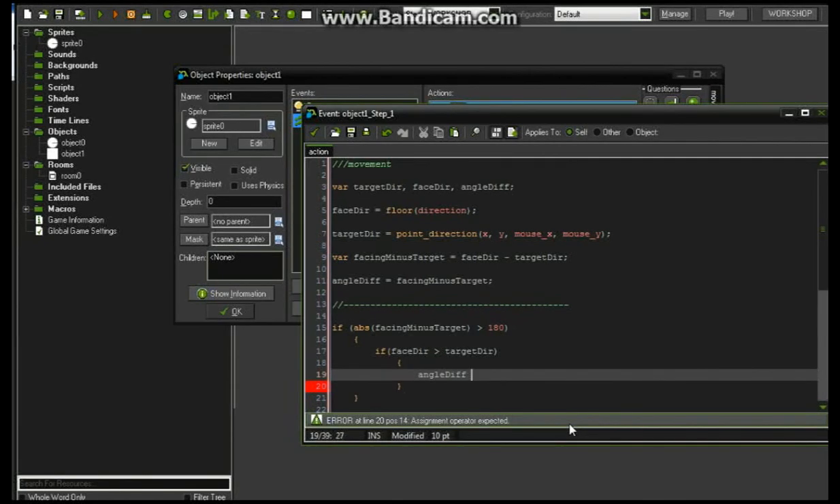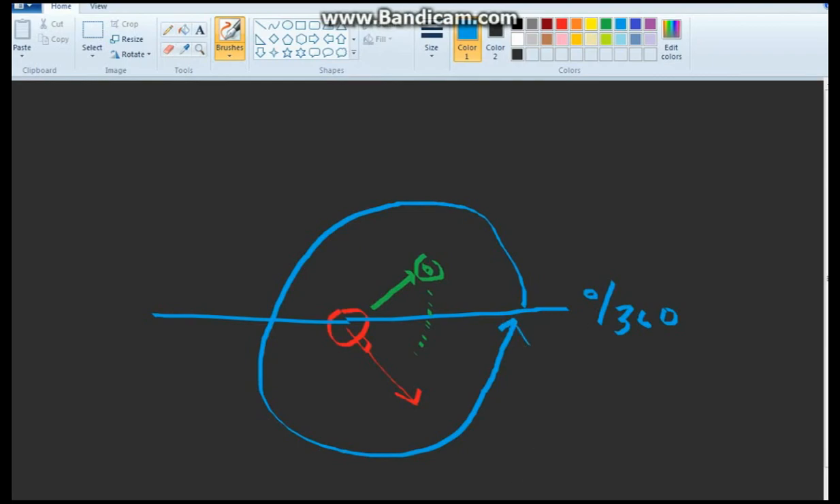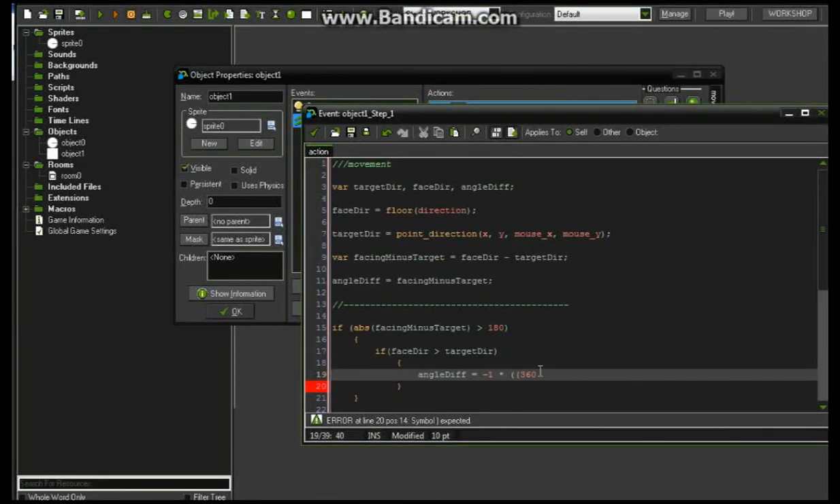The new angle difference, so over here we're telling you to ignore the old rule and say that the new angle difference will be -1 times 360 degrees. 360 degrees because this line represents either 0 or 360, right? So all the way around like this would be 360 degrees. So that's where we get the 360 from. 360 minus our facing direction.